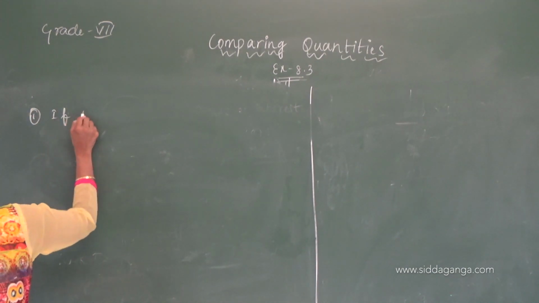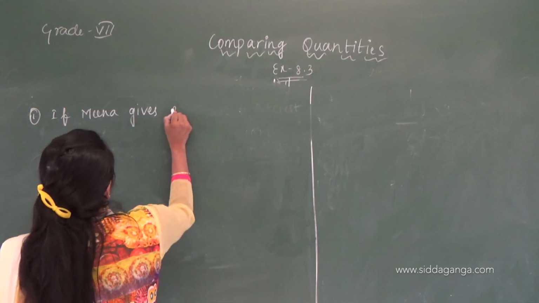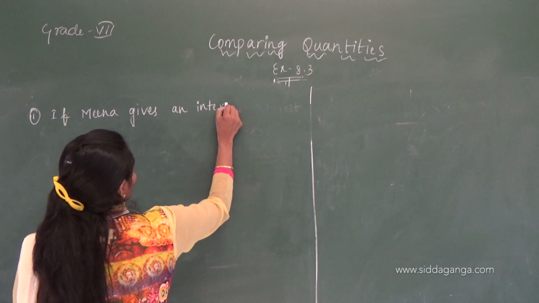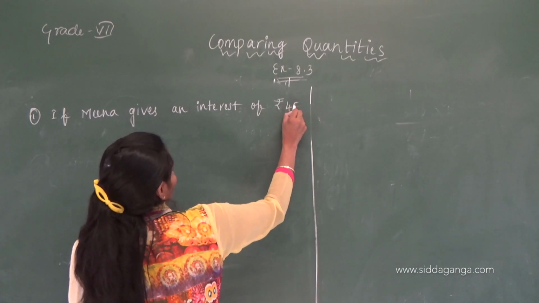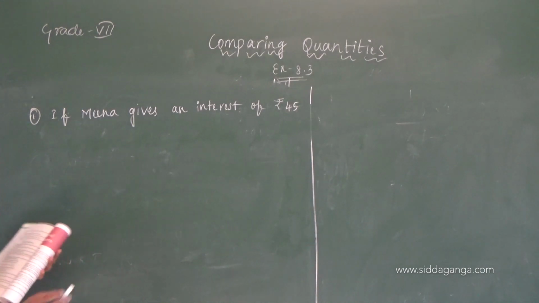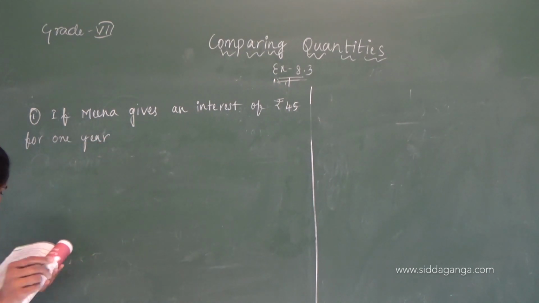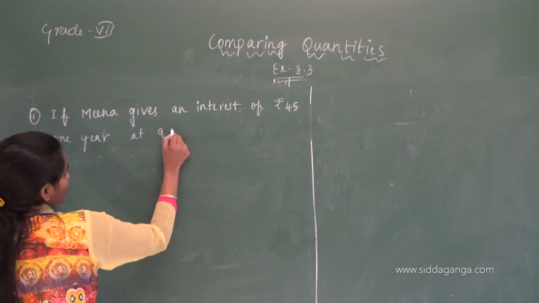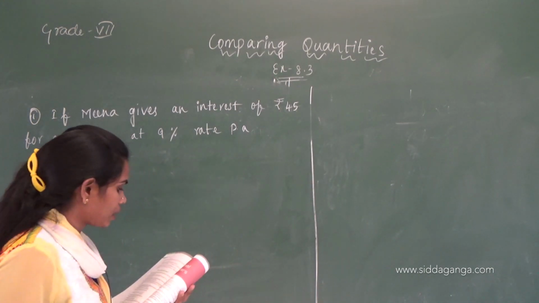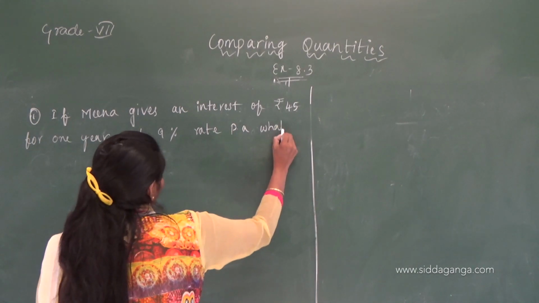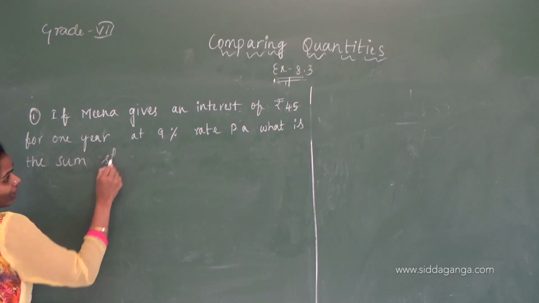If Meena gives an interest of rupees 45 for 1 year at 9% rate per annum, what is the sum she borrowed?